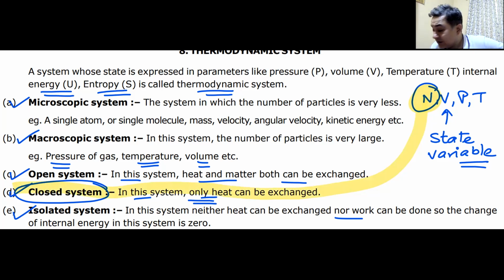But the other things can change. What are the other things that can change? Pressure can change, volume can change, temperature can change, entropy can change, internal energy can change, but the number of moles or the mass of the gas will remain constant. I'll give you a minute to note it down, and then I'll move ahead.